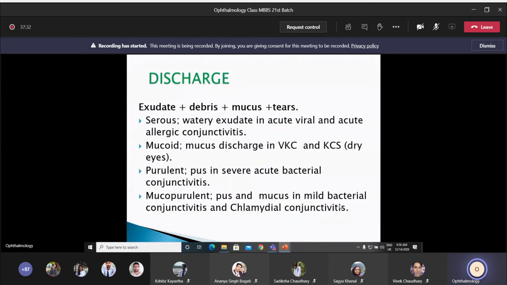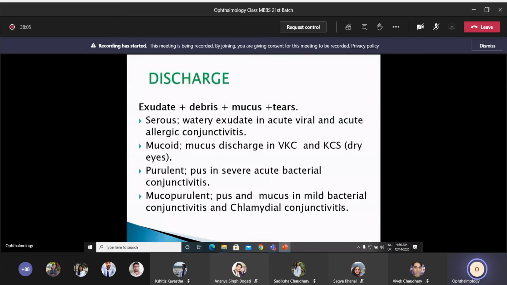Okay, so usually the discharge is nothing but a collection or accumulation of exudate plus debris plus mucus plus tears. In case of serous discharge, it is the watery exudate which is seen in acute viral and acute allergic conjunctivitis. So in acute viral and acute allergic conjunctivitis, you see the serous or watery exudate.